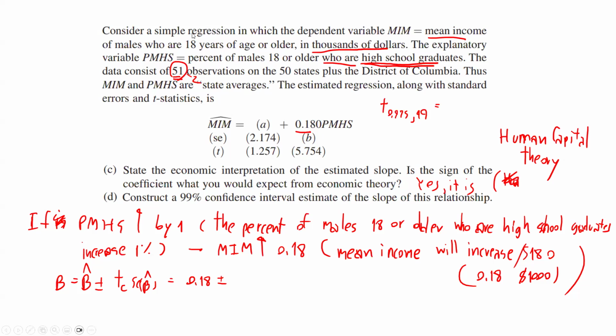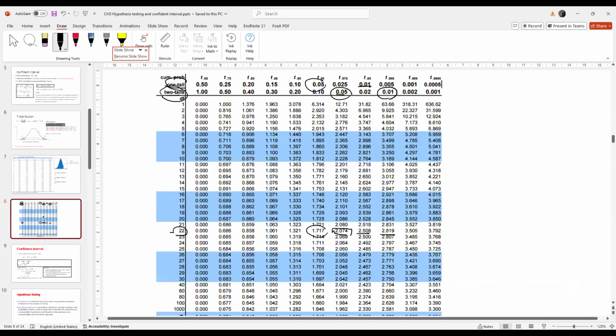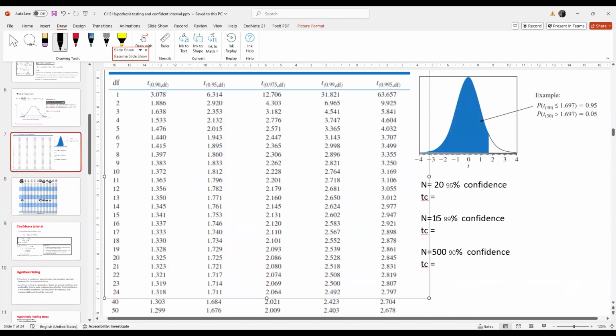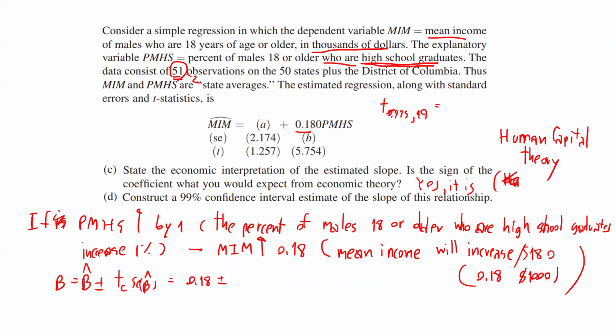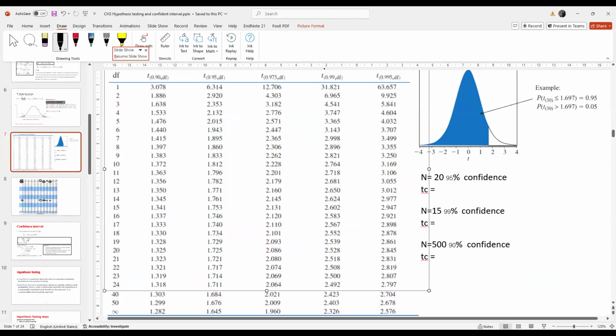Do they have 49? I don't think so. No, we don't have 49 here. We may use 50 instead, just for convenience. So two-tail, 99%, sorry, 0.995. So I use the closest one just for convenience. So 0.995 gives 2.678.